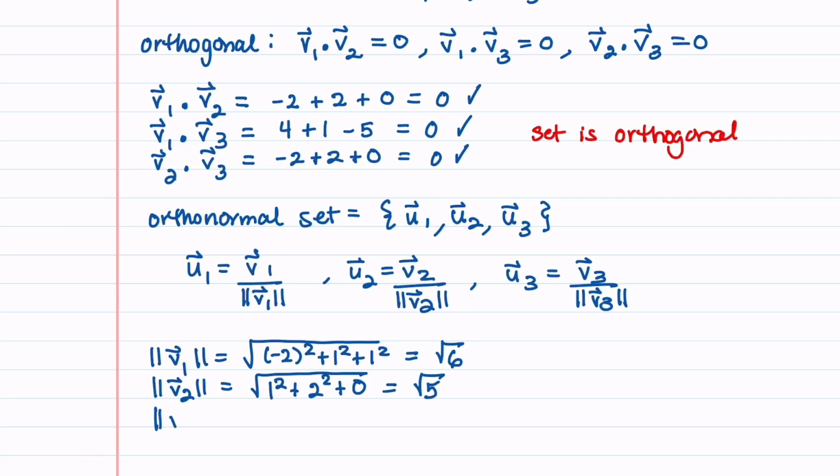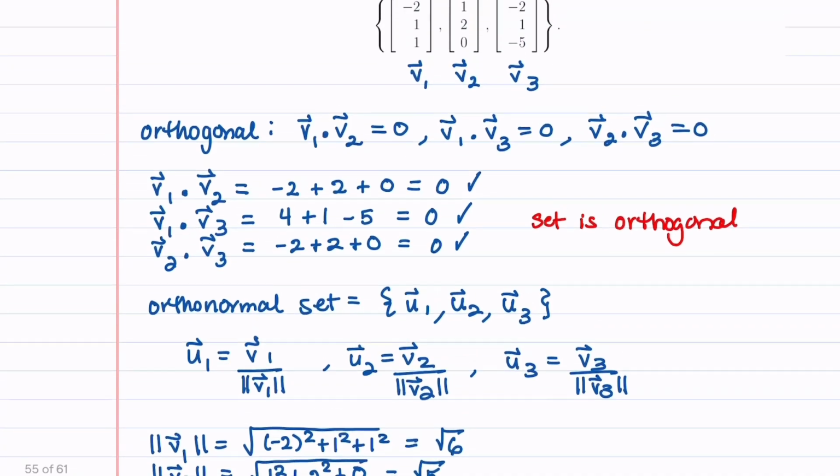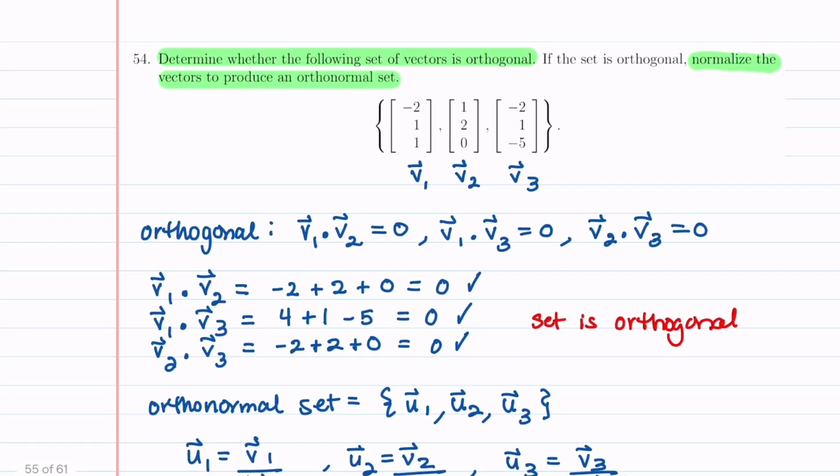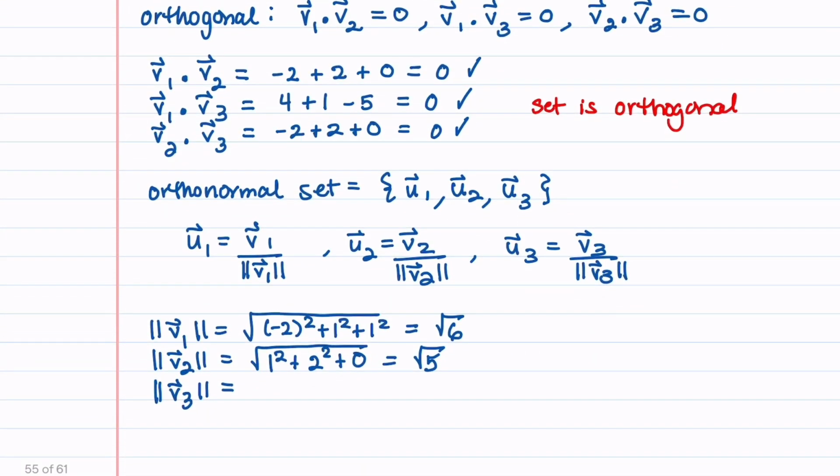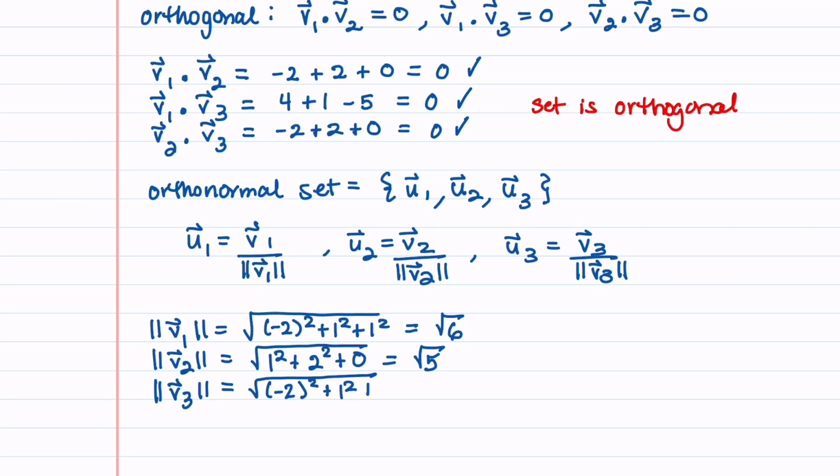And then our last one, the magnitude of v3. Again, let's look back up. We have a minus 2, a 1, and a minus 5. This is the square root of minus 2 squared plus 1 squared plus a minus 5 squared. And we'll extend our square root. So this is going to give us a 4 plus 1 plus a 25, and that's the square root of 30.